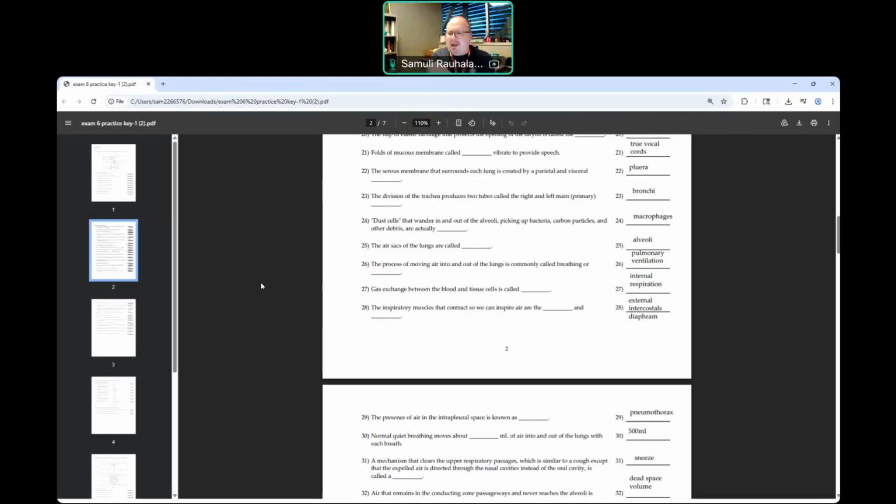Also talked about the phases of respiration, and everything started with the pulmonary ventilation. So this was the process of bringing in air from outside of your body to the lungs and smaller structures, these alveoli. The exchange of gases between alveoli and pulmonary capillaries at the level of the lungs was internal respiration or internal gas exchange.